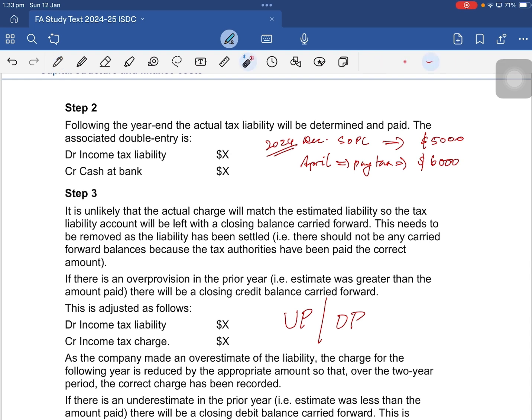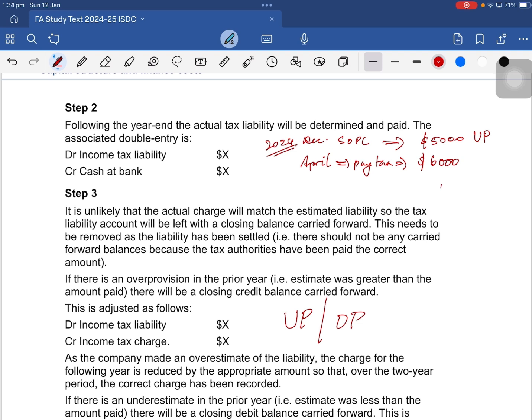So remember what I did? I only took 5,000. So this is called under provision, because I have calculated much less tax. In this case I have to pay additional tax, so I have to adjust it.